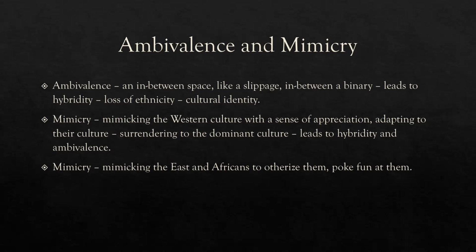Now come to ambivalence and mimicry. I've clubbed these two concepts together. Ambivalence, as you already know, is an in-between space. If there are two binaries, let's say light and darkness, there is always an in-between space of gray. Twilight sometimes is regarded as an in-between space. So ambivalence in the post-colonial context relates to an in-between space between two binaries. It neither belongs to the rigid definition of Western culture, nor to the crisp boundaries of an ethnic culture.